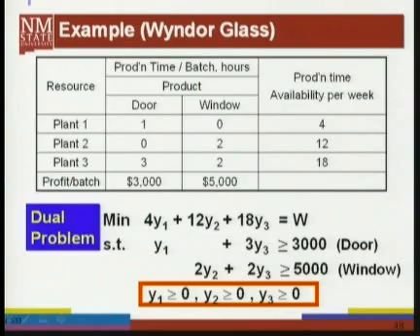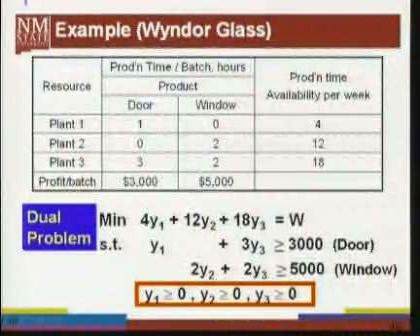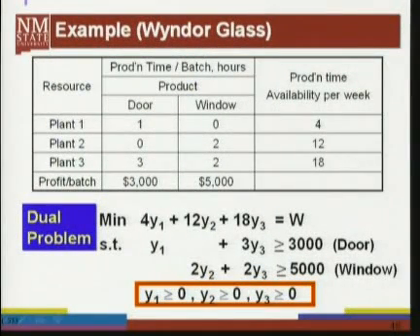The solution to the window dual problem is the prices for labor hours at plant number 1, 2, and 3, right? And the dual theorem tells us that the primal problem and the dual problem have equal optimal objective function values. Of course, if the problem has an optimal solution, okay?